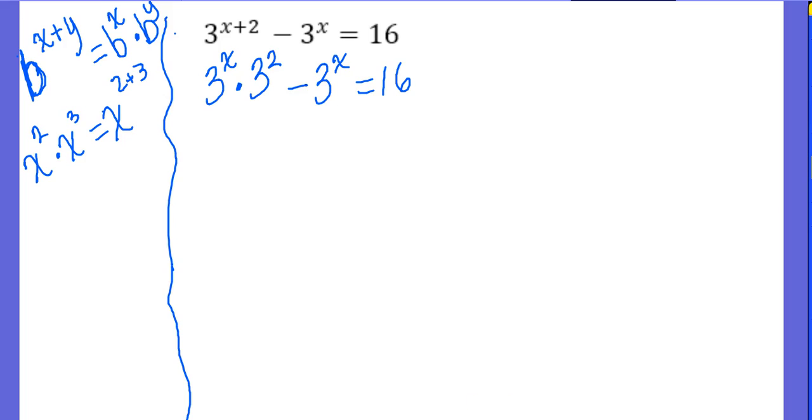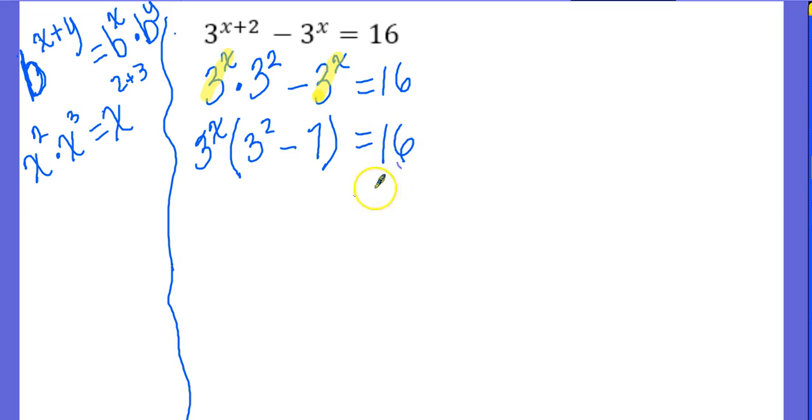So does anybody see that I could actually just go ahead and factor that common factor out of those 2 terms? Do you see it? I can factor out 3 to the x. And if I take the 3 to the x out, that leaves me with a 3 squared minus 1 equals 16. And I'm feeling a little bit better about my chances for solving this problem. That's a 1, by the way, not a 7.